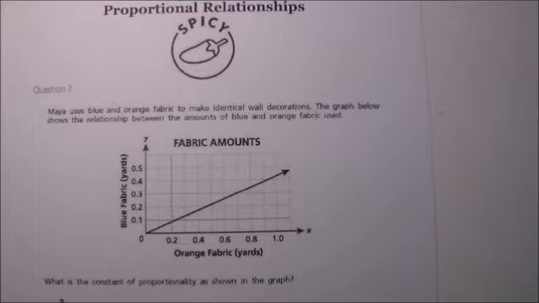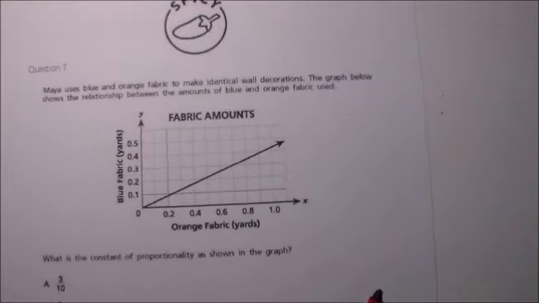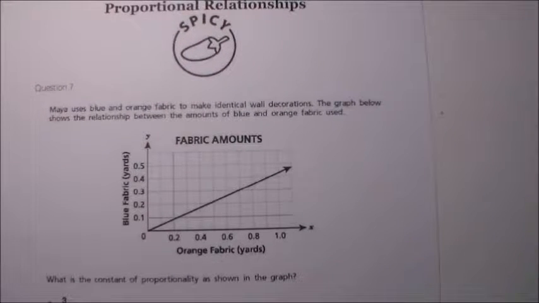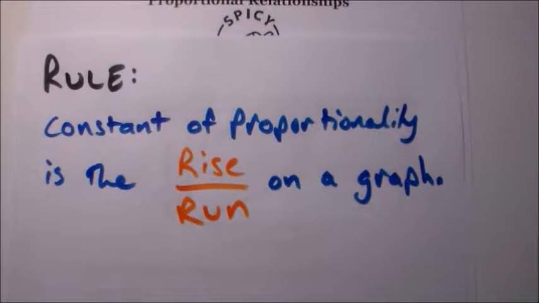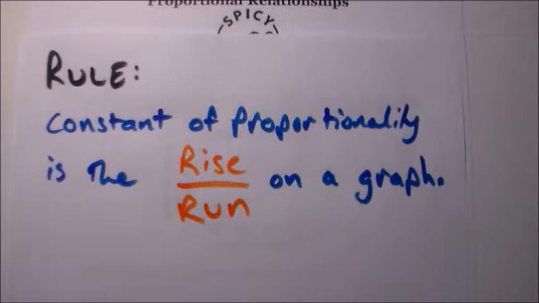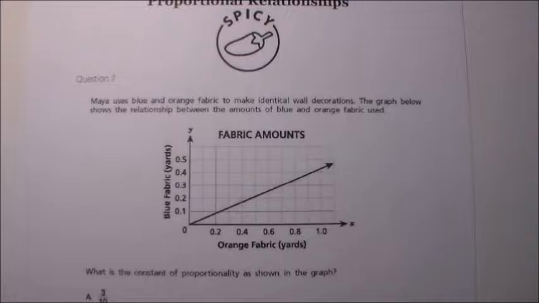Again, decimals don't scare us anymore. And we're like, okay, what's the question? What is the constant of proportionality as shown in the graph? And there, we need to remember this rule. We've seen it before, so let's remember it forever if we haven't already. Constant of proportionality equals rise over run on a graph. So the constant of proportionality is your rise over run.